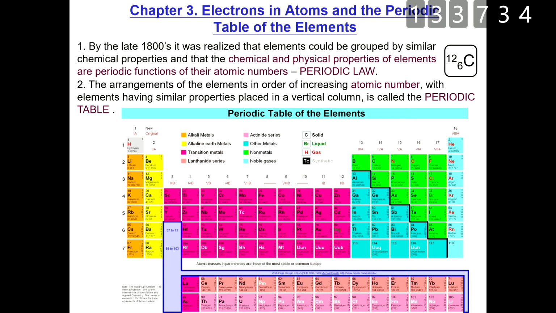And basically, each column is called a group. In each group, the elements have similar electron configurations, and of course we will introduce what electron configurations of atoms are. Because they have similar electron configurations, they show similar chemical properties. Okay.